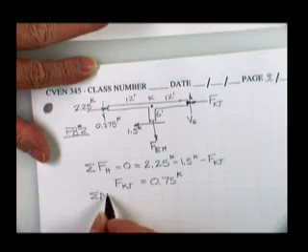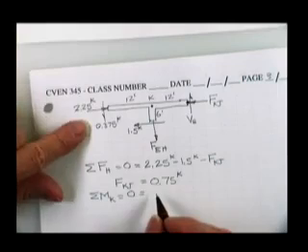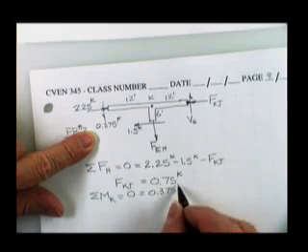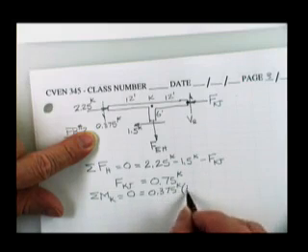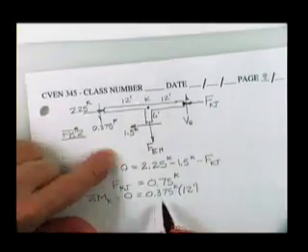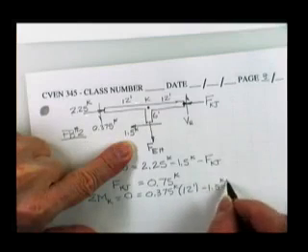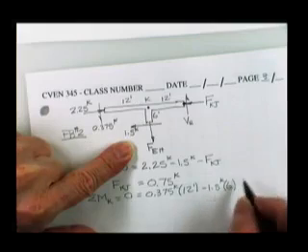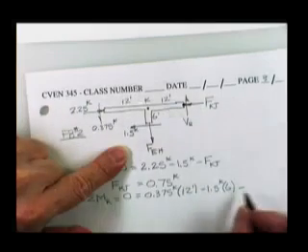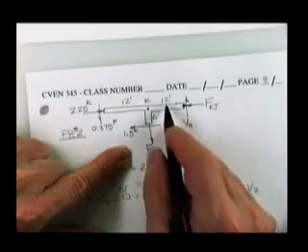Sum of the moments about K is equal to 0 is equal to 0.375 times 12 plus minus 1.5 times 6 minus plus V2 times 12.